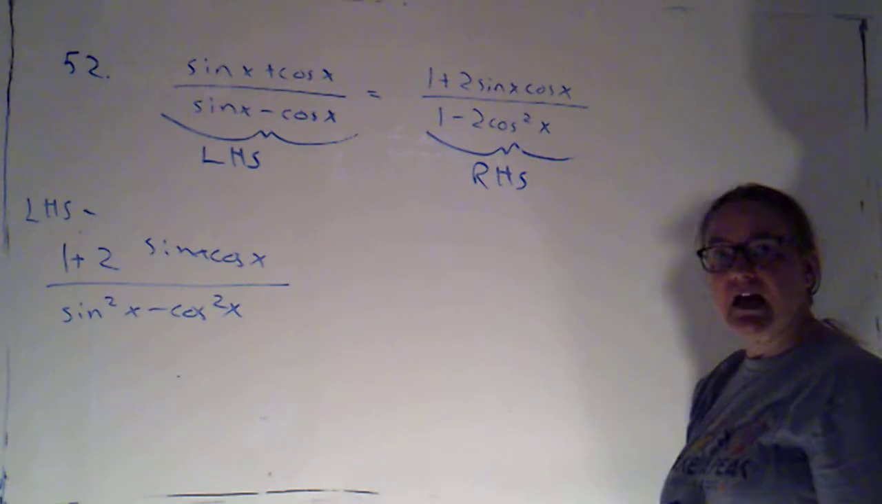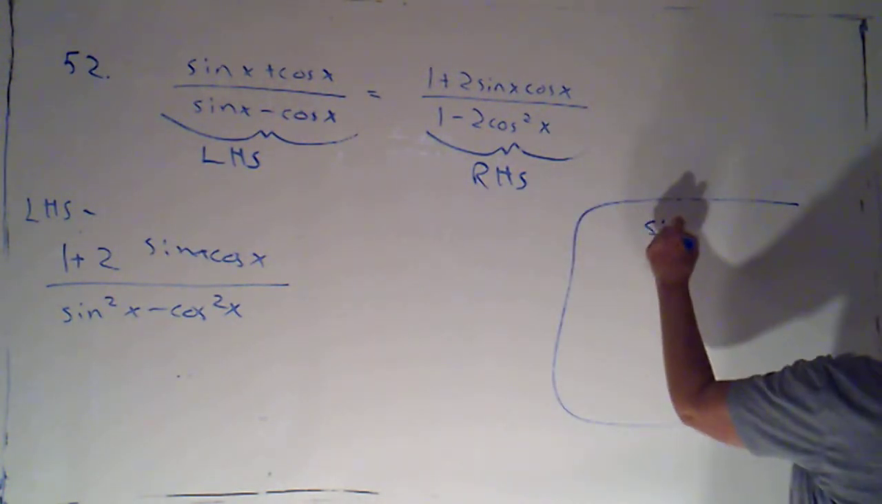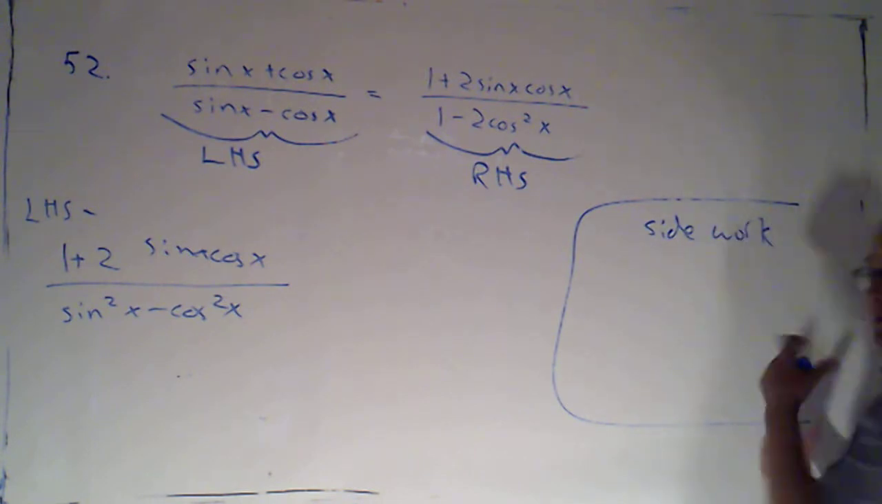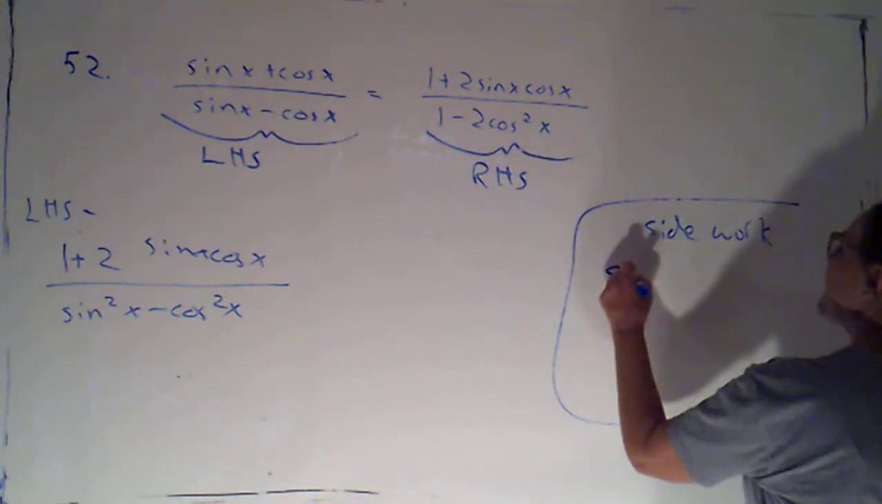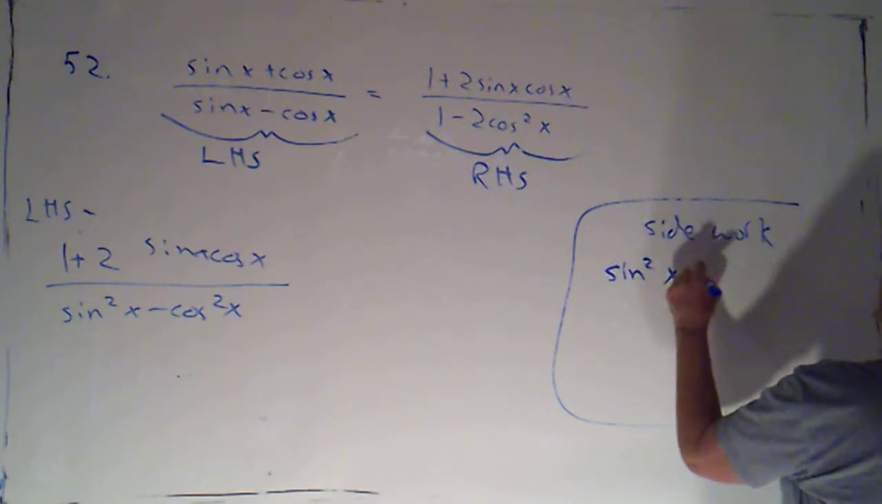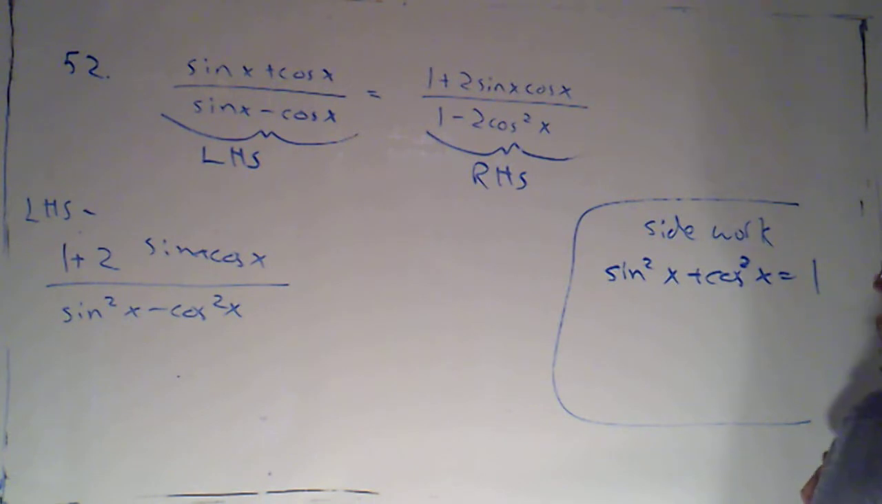I don't want to have any signs. Okay. But a little bit of side work here. And this may be side work that you're comfortable just doing mentally and don't need to write down, and that would be fine. I know that my Pythagorean identity is sine squared x plus cosine squared x equals 1.